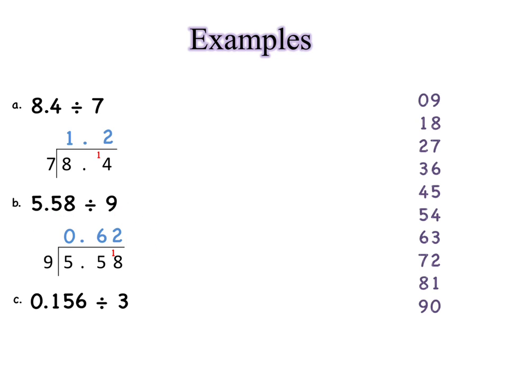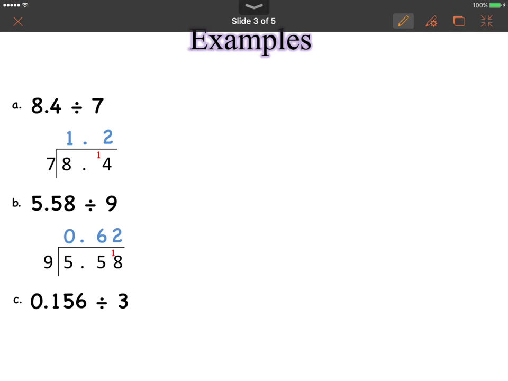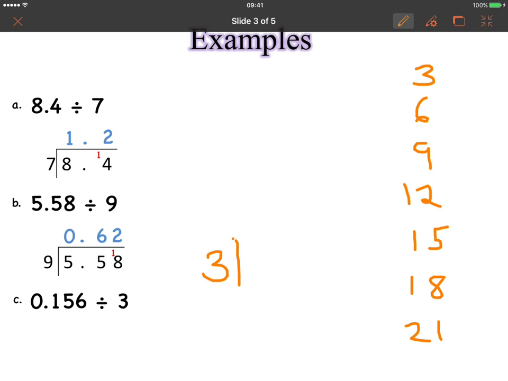Let's have a look at the last example. So I'm just going to get a pen out and I'm going to write down my 3 times table. So 3, 6, 9, 12, 15, 18, and 21. I think that should be enough. And then the next thing I need to do is to write this as a bus stop method. So I'm going to use this big white space in the middle. So 3, and then I've got 0.156. The first thing I'm going to do is to duplicate my decimal point right here.